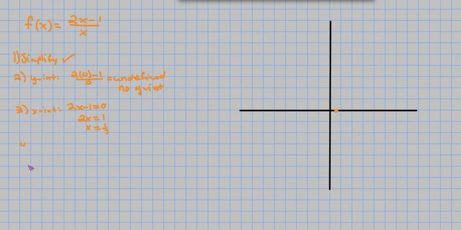Fourth step says we should find our vertical asymptotes. So for our vertical asymptote, we let our denominator equal 0. So there, x equals 0. That's all there is. So x equals 0, right here, our y-axis itself actually turns into a vertical asymptote.